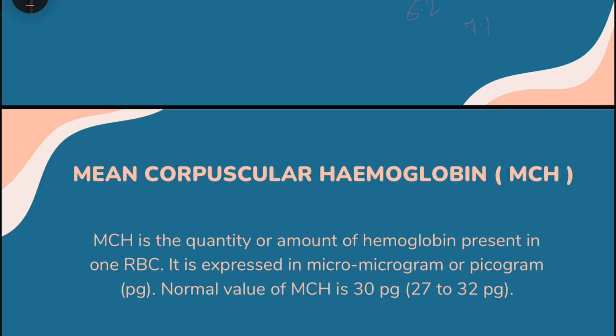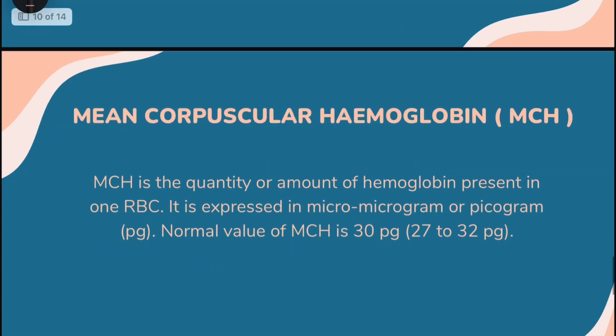Next, the mean corpuscular hemoglobin, that is the MCH. So, MCH is the quantity or the amount of hemoglobin that is present in one RBC. It is expressed in picograms, that is the PG, and the normal value of MCH is 30 PG, and it ranges from 27 to 32. 30 is the average one.